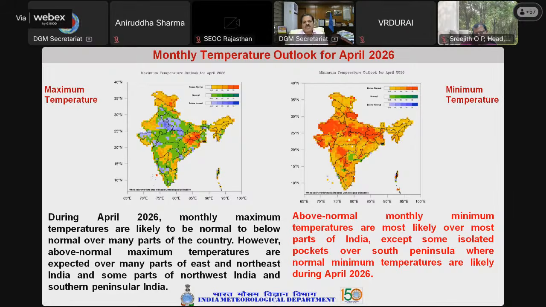Now, if I look at the minimum temperature, yes, the entire country, except some parts of Telangana and Andhra Pradesh, you will have above normal minimum temperature. That's cloudy nights. So it shows cloudy nights, more rainfall, cloudiness, etc. You can expect in the month of April, which will lead to this type of above normal minimum temperature. And on the other hand, maximum temperature will be normal to below normal in many parts of the country.